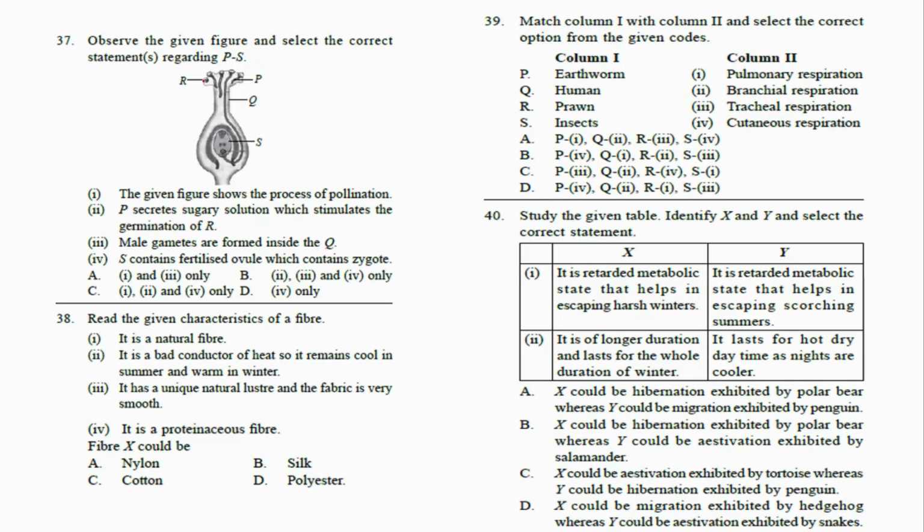P. First, we'll start with R. R is the pollens. P, you can see it is a long tail-like structure that started from the pollen. So these are the pollen tube. What is Q? Q is the style. This is one of the female parts. And what is S? S is the ovule.